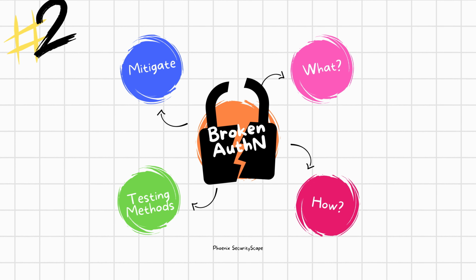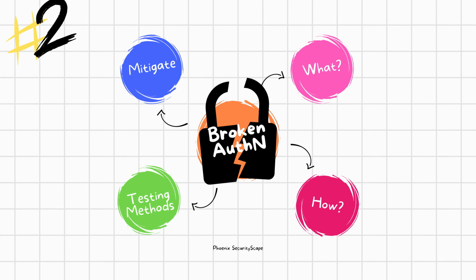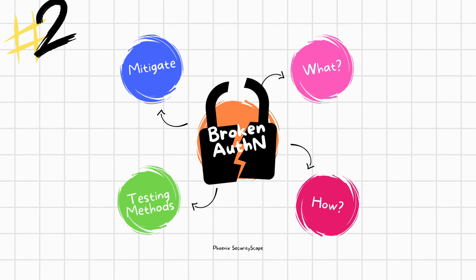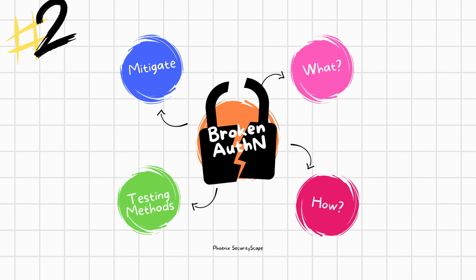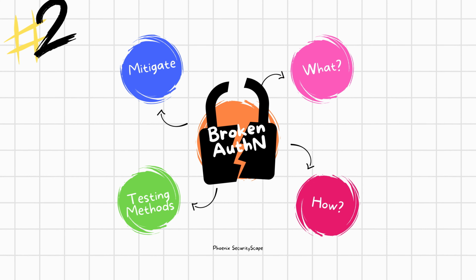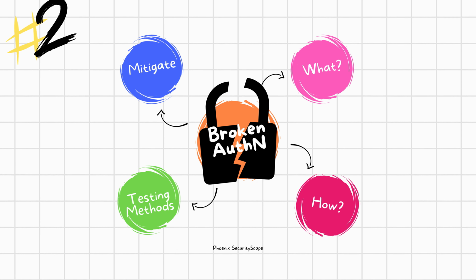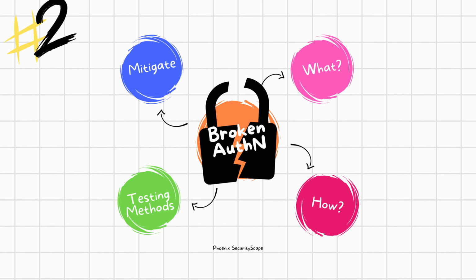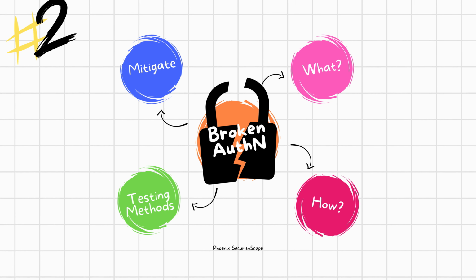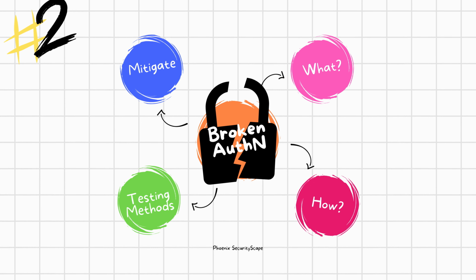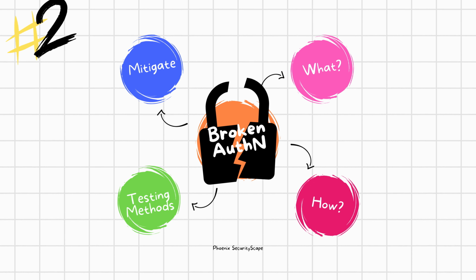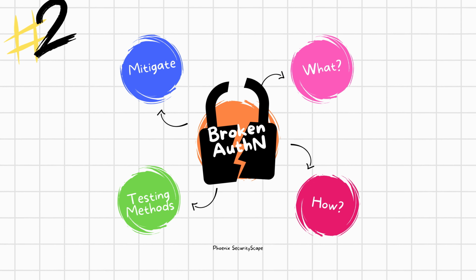Then we'll see a live demonstration of how we can exploit it, and how we can enumerate the API to check whether it's vulnerable to broken authentication or not. Then we will discuss some examples as well, and then the prevention steps that we can include in our API to secure our APIs from the vulnerability called broken authentication. So let's get started with the video.